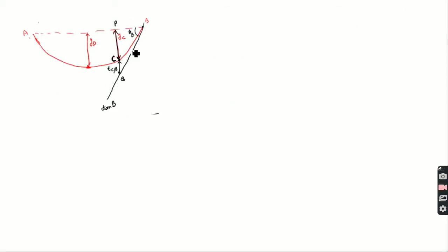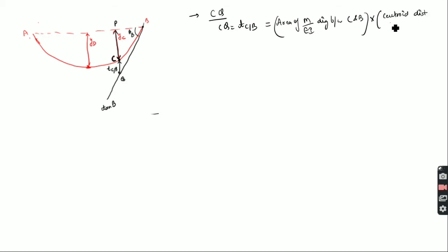So how to calculate this CQ? See in this picture we have to calculate CQ. So what is CQ? As you can see, CQ is the vertical distance of point C from the tangent at B, right? So CQ is equal to TCB, and we know from moment area method theorem 2 that this can be determined by calculating the area of M diagram between C and B into the centroid distance of this area from point C, because we are calculating TCB, right?